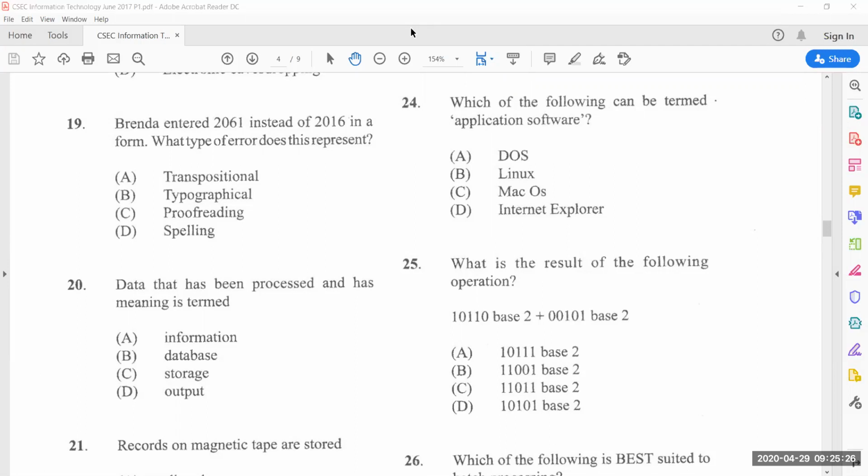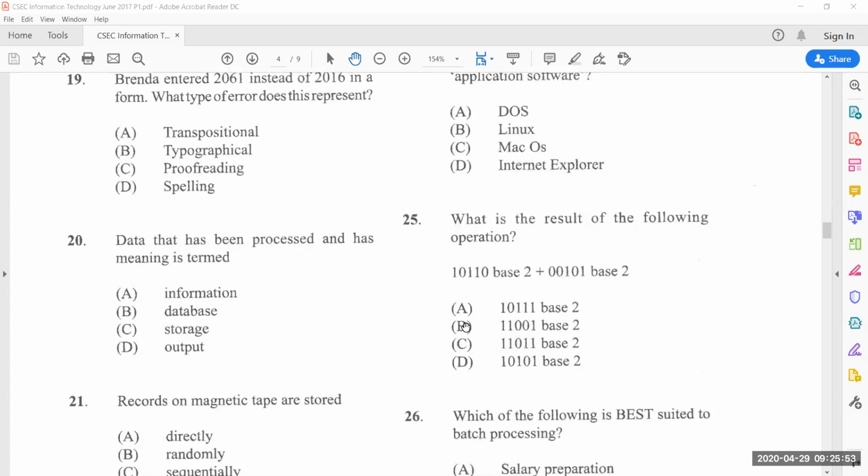I think it could be B, Internet Explorer, because B and C is OS, right? Linux is OS and Mac is OS. I don't know, but from my logic, it could be D. Yes, that's correct. The answer is D, Internet Explorer, right? Yeah, you were correct. Linux and Mac OS are both operating systems, and DOS is an older version of Windows, right? So the answer is D.